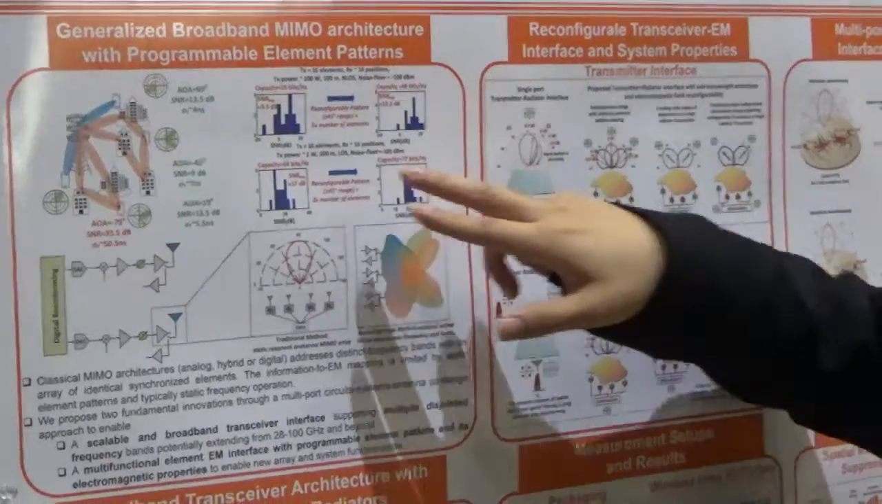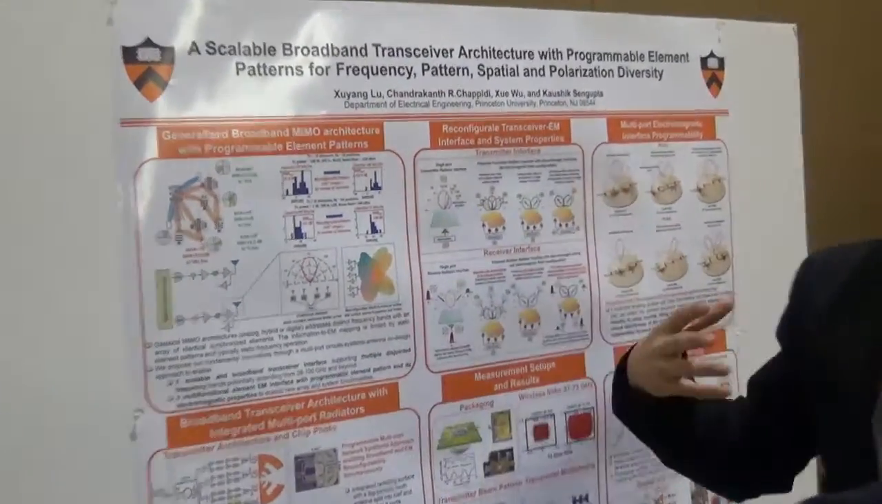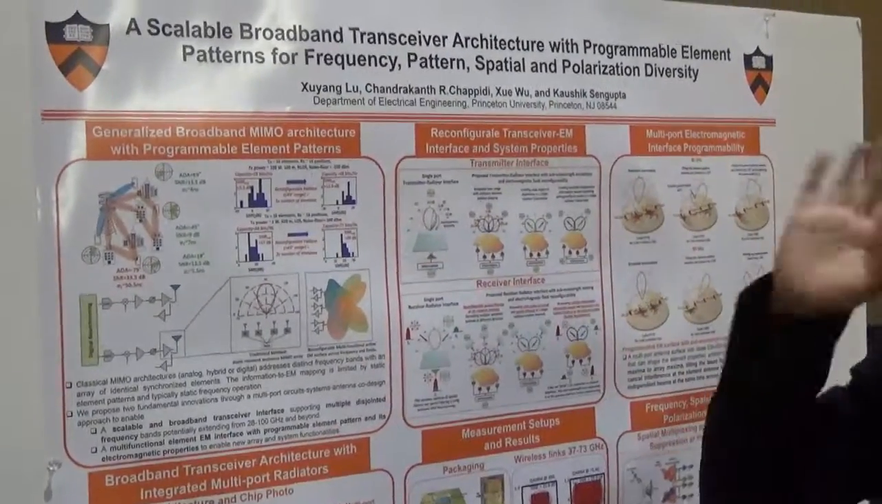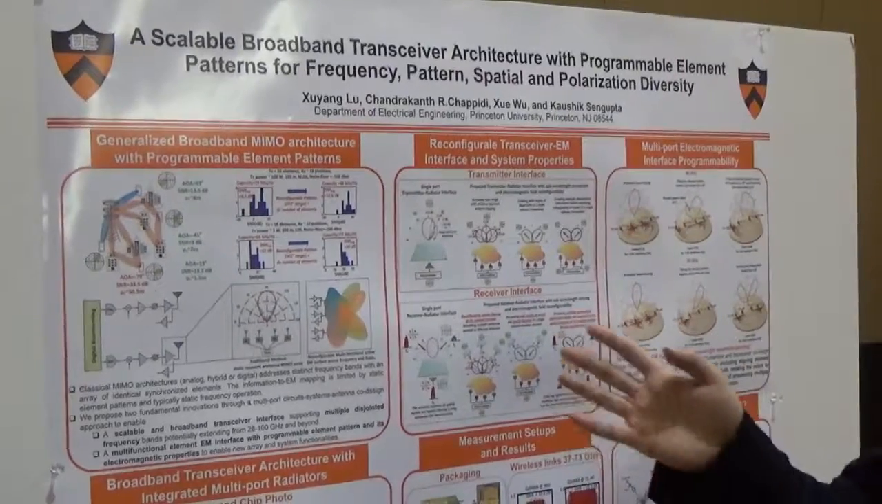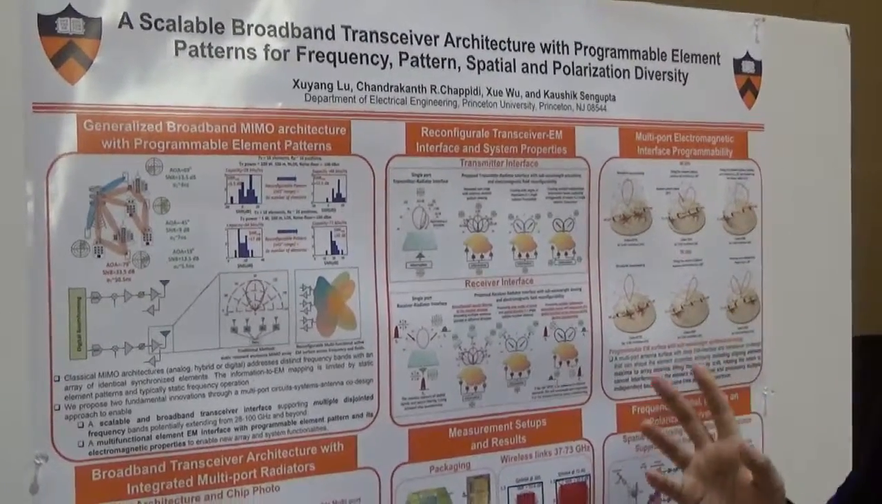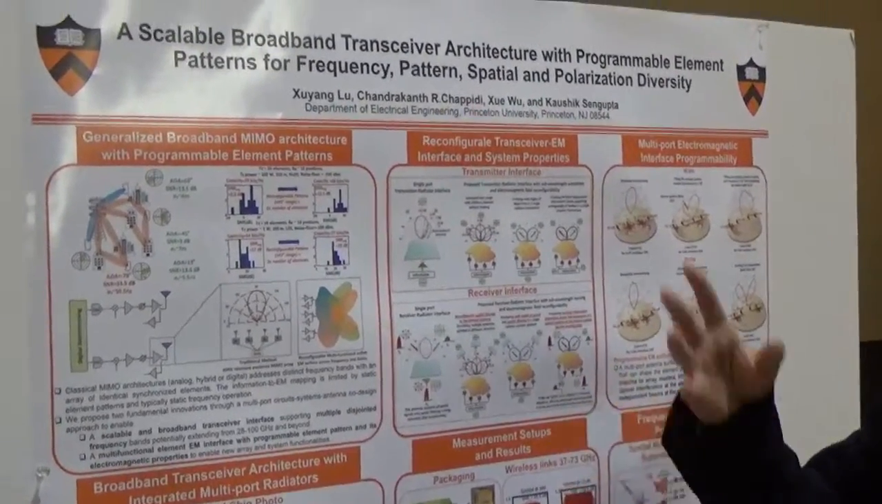And also, even in line of sight operation, we can get marginal improvement because, for example, if we want to transmit at 45 degrees, we can focus most of the power at that particular angle compared to a traditional phased array.